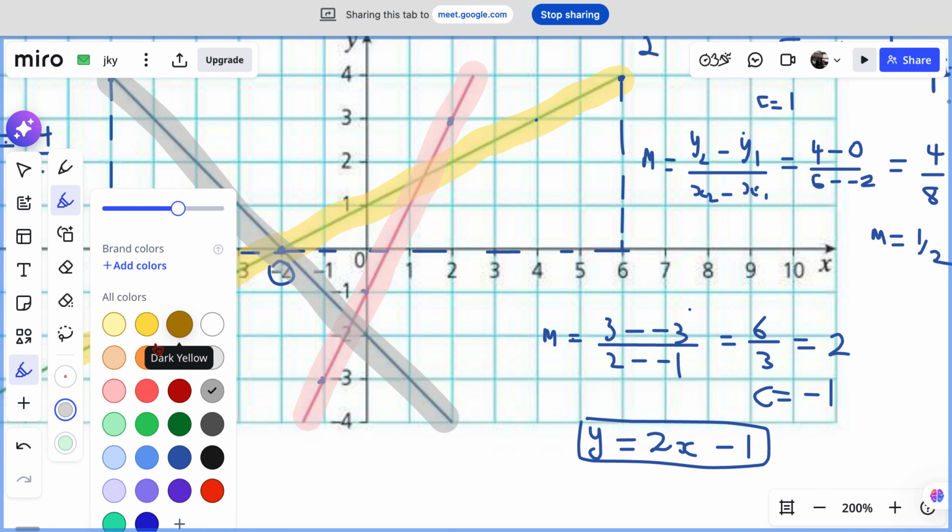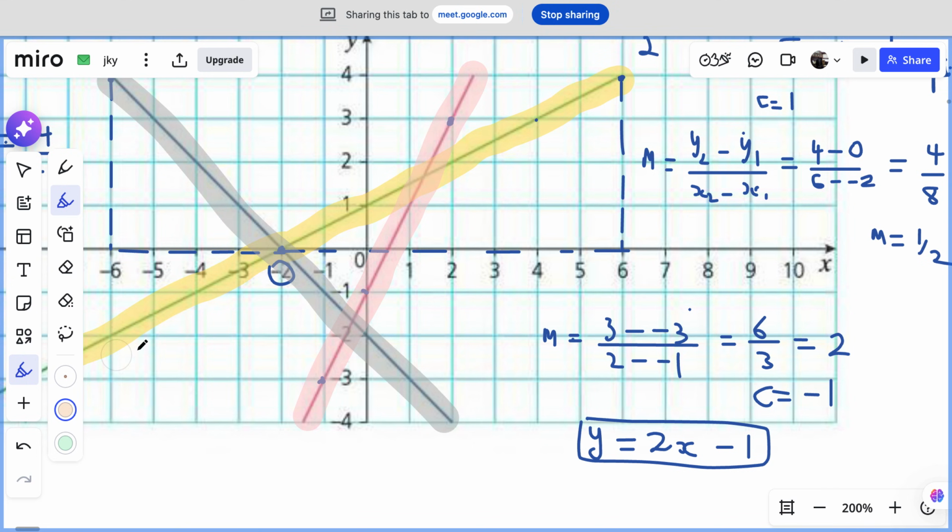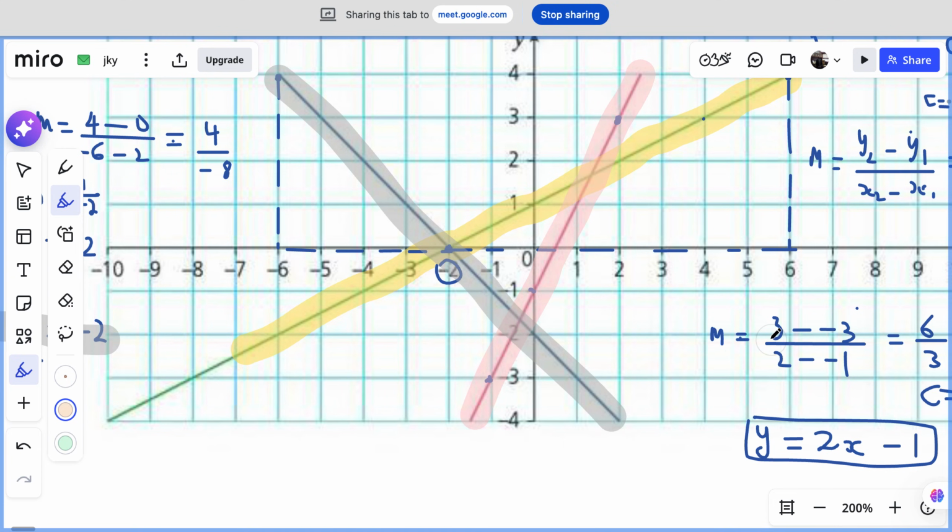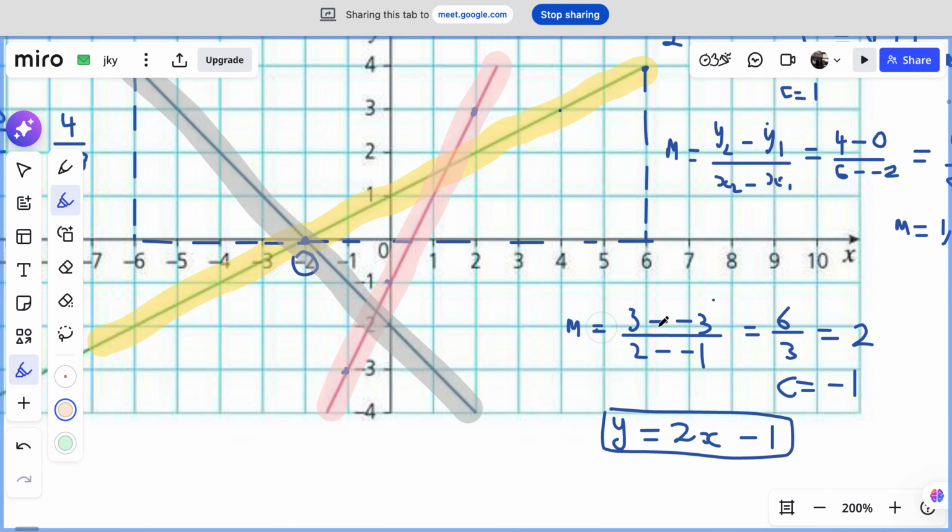Now pause the video, draw a scale for the x and y axes from minus 8 to plus 8 for both axes, and then plot all these points there. Identify and locate these coordinate points in your graph. Do all these questions, pause the video and solve them.